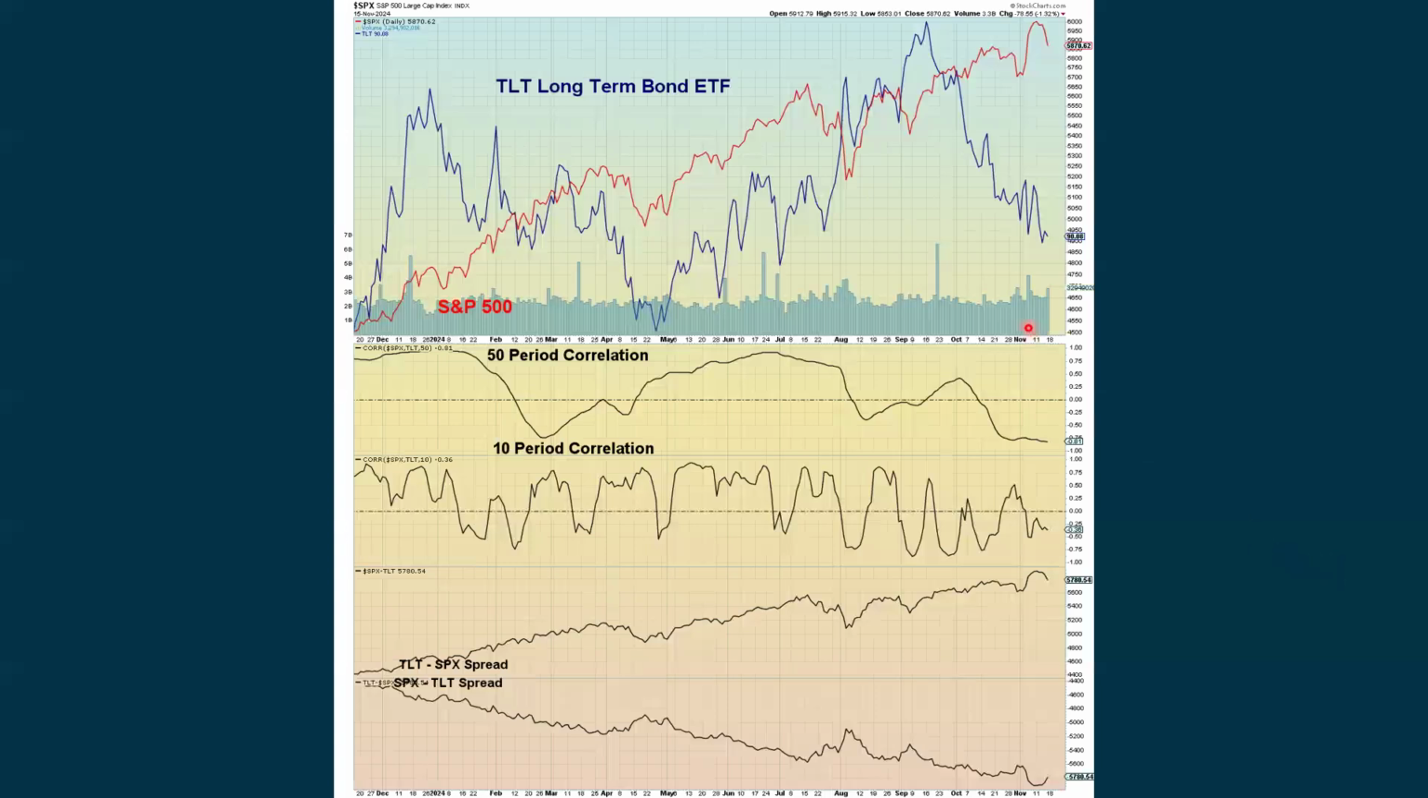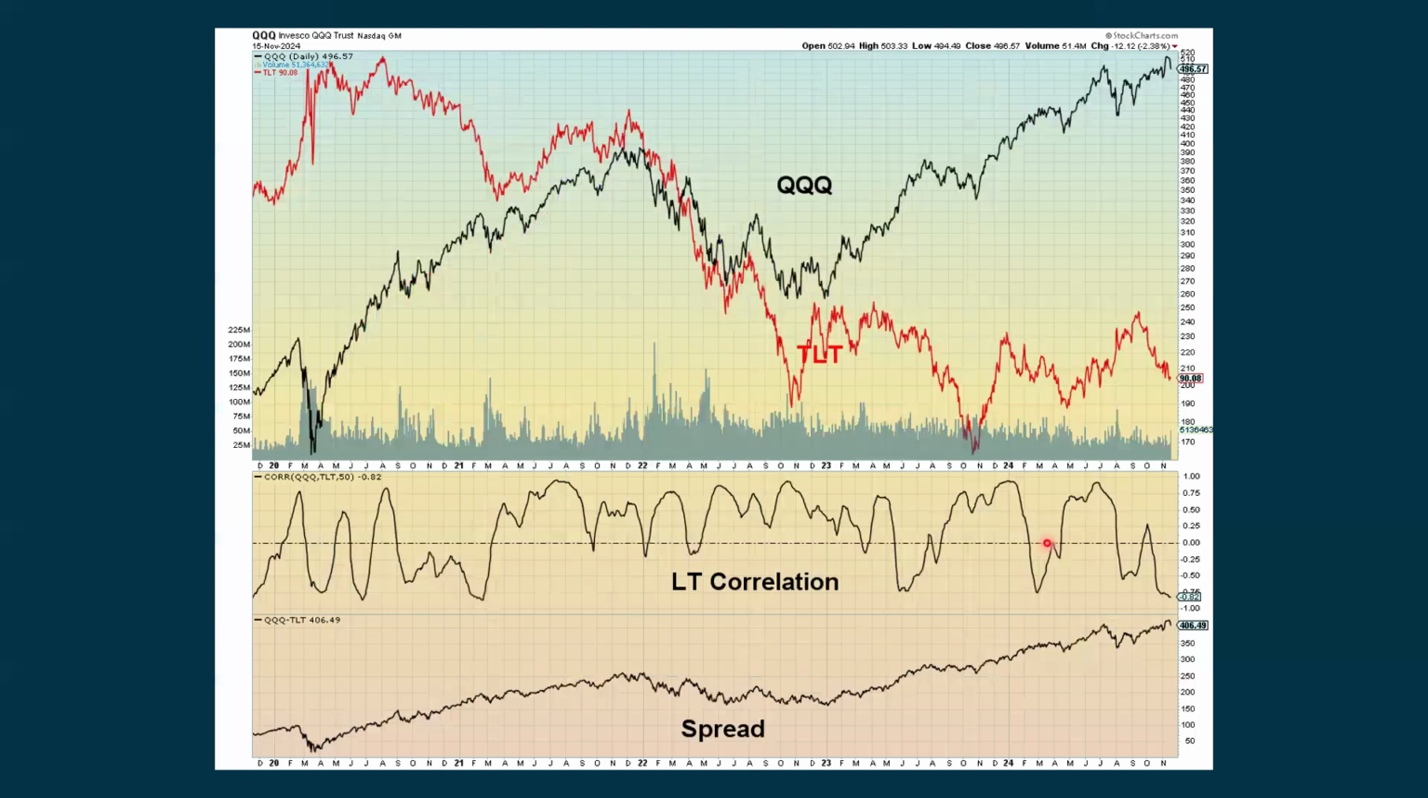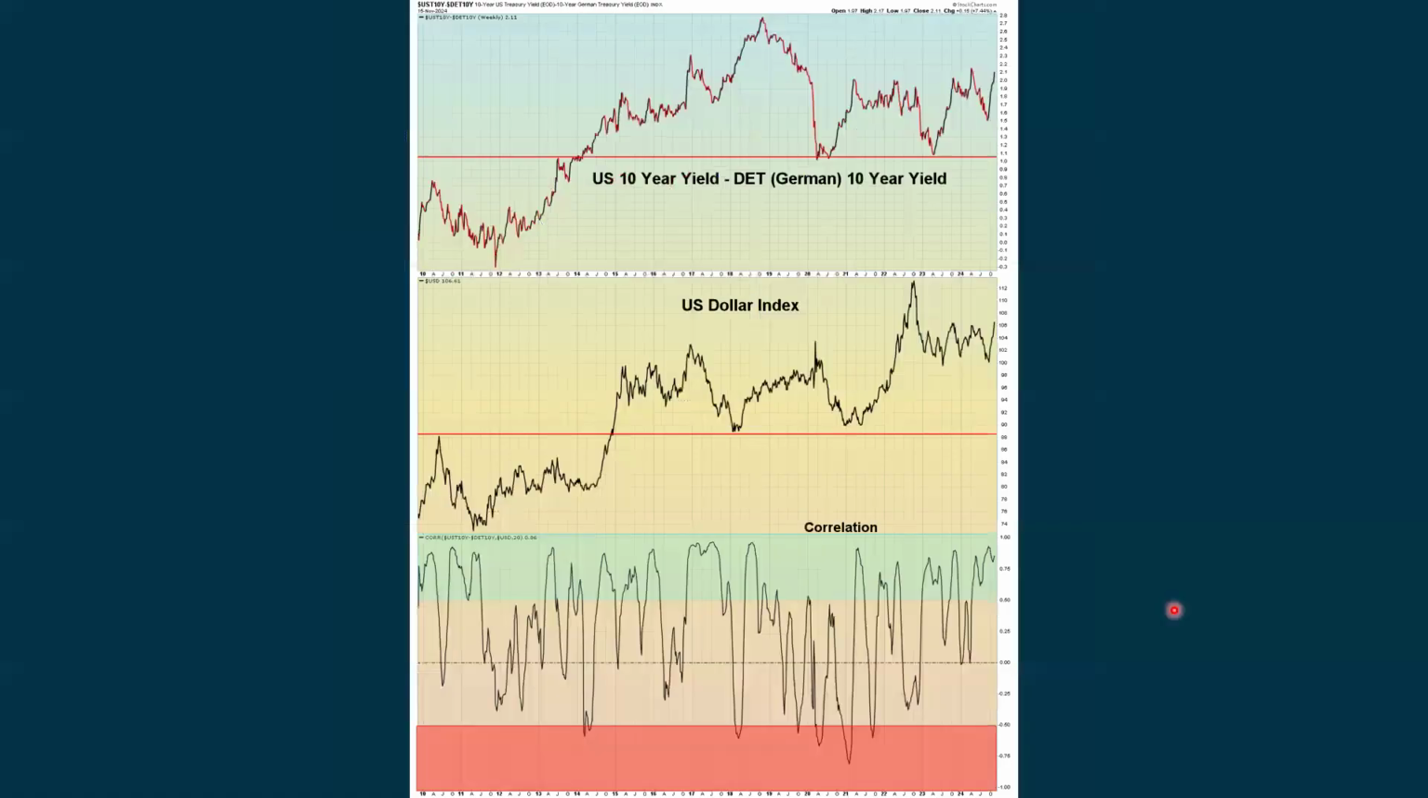And then we look at the long-term bond ETF, that's in blue, compare it with the S&P, which is in red. The longer term correlation is kind of weakening. It's not real strong. And even the shorter term correlation is weakening at this time. And we look at the same thing with the Qs to the long-term bond ETF, except instead of blue, now here it's red. Also, a tendency to be going in opposite directions right now when we look at the correlation.